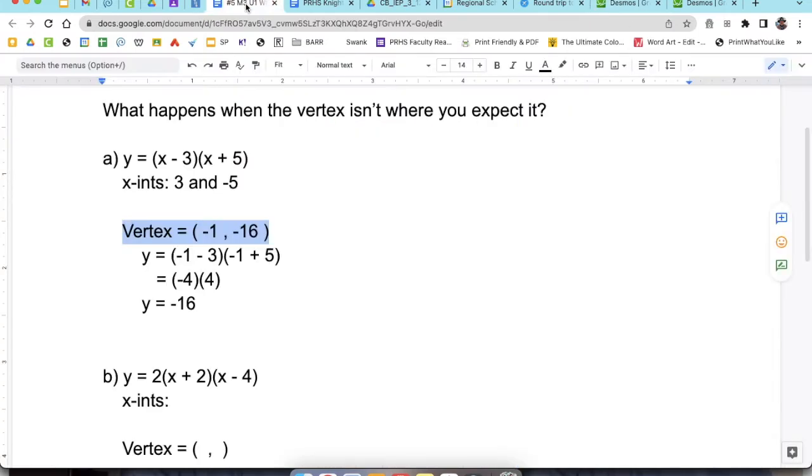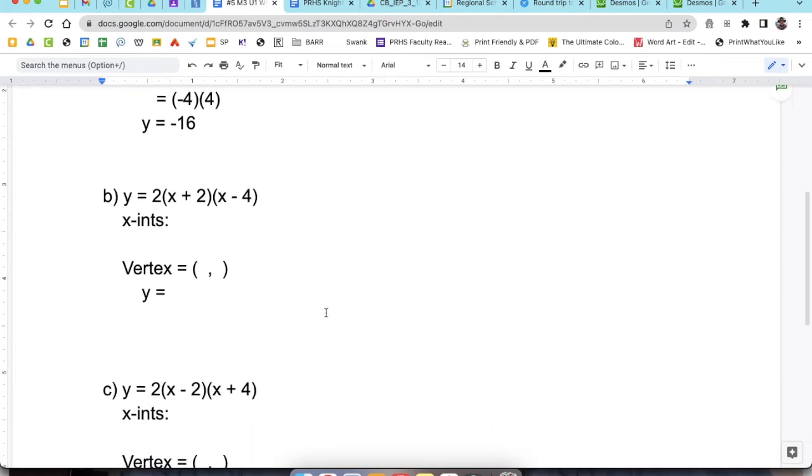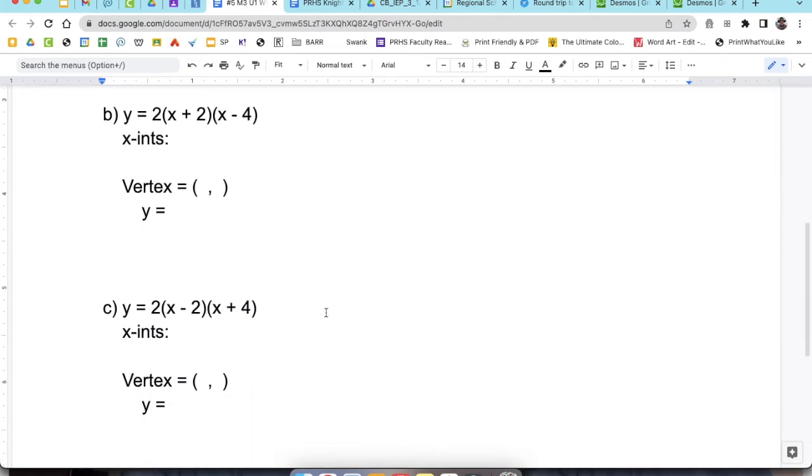But wait, what if something else happens here? So see this equation right here? y equals 2 times (x plus 2) times (x minus 4). What we've seen in the past is a negative sign out in front of these parentheses, which turned it into a downward opening parabola. But what if we've got a number out here that's not -1?